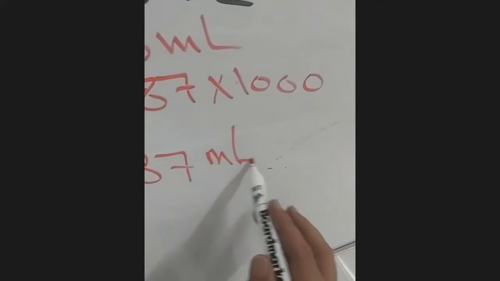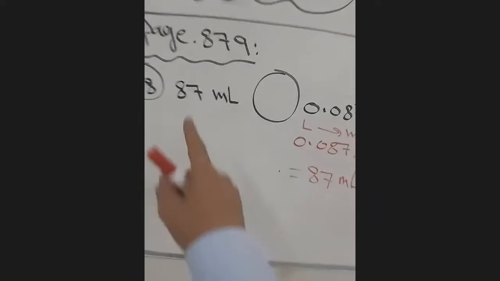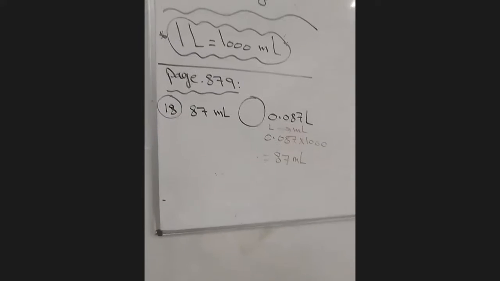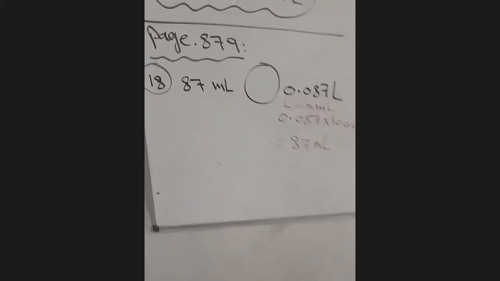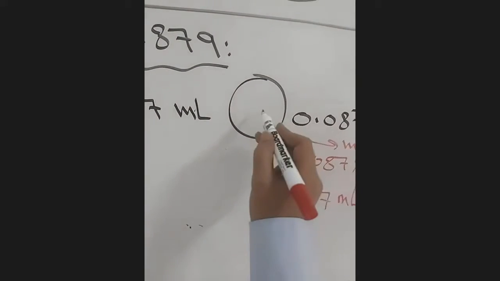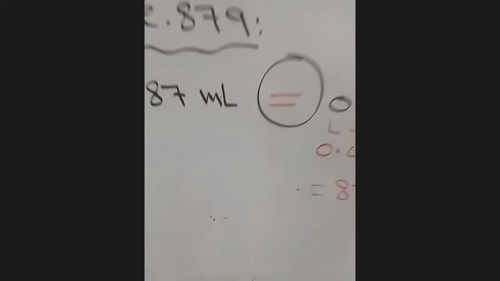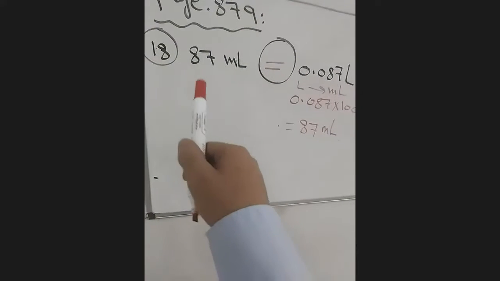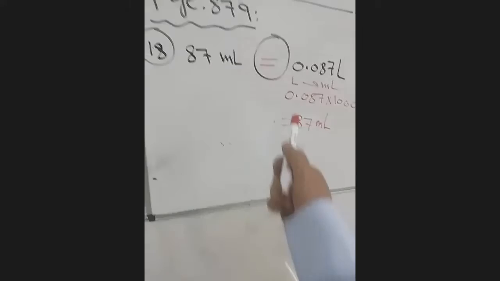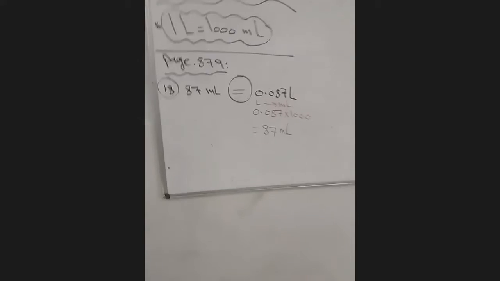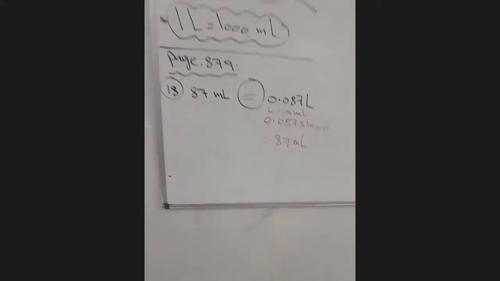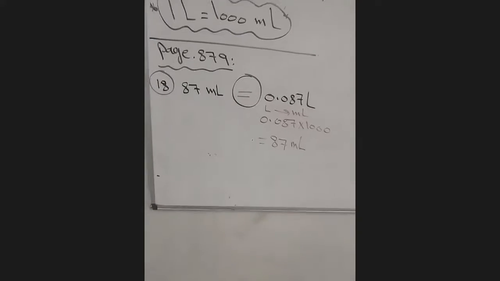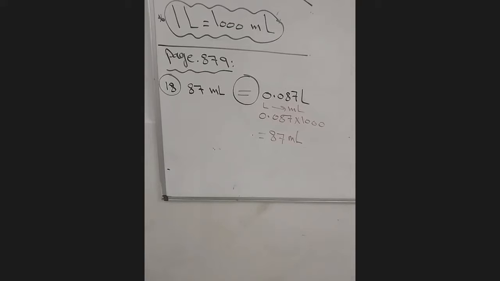Right? So here we have 87 milliliter and here also 87 milliliter. So how do we compare between them? They are equal. Also, Omar, if you turn, as you said, from milliliter to liter, they will be equal also. But it's easier to turn from bigger to smaller. That's why. This is question 18, guys, page 879.